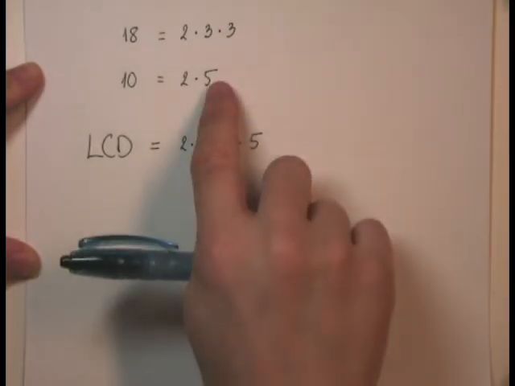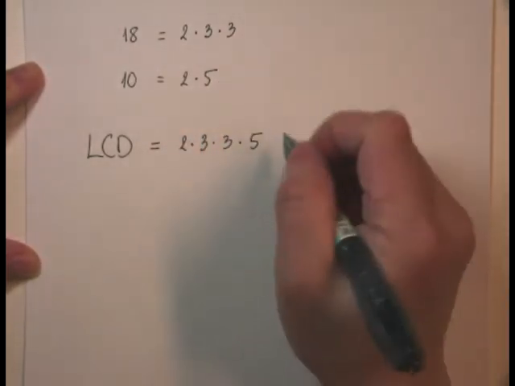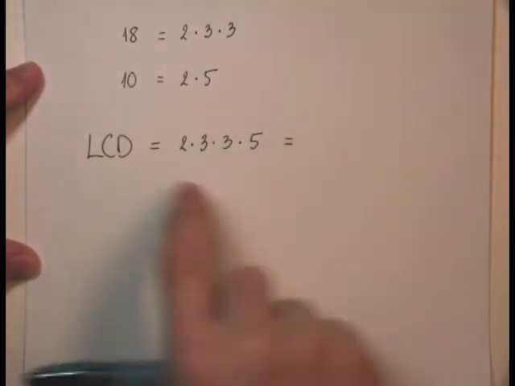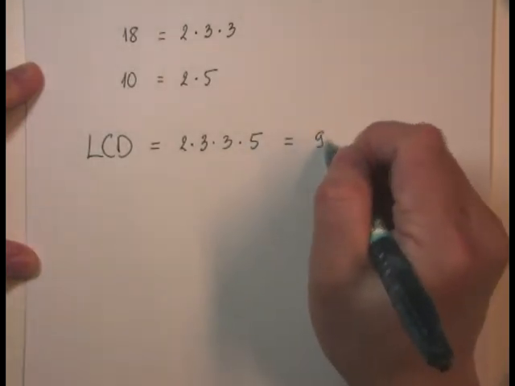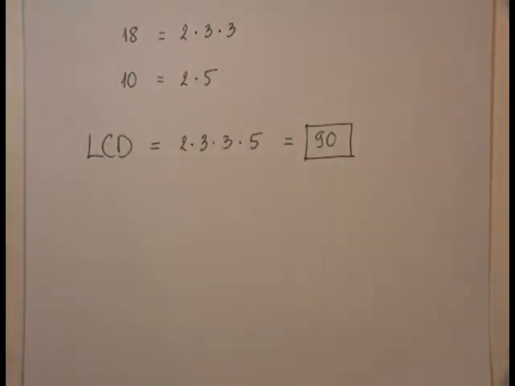And now, do I have any more prime factors to multiply into my LCD? No more. So my final answer to the LCD would be 2 times 3 times 3 times 5, and that would be 90. And so 90 would be my least common denominator.